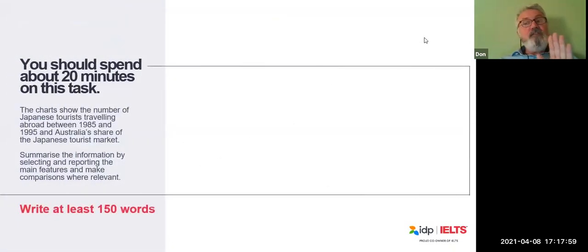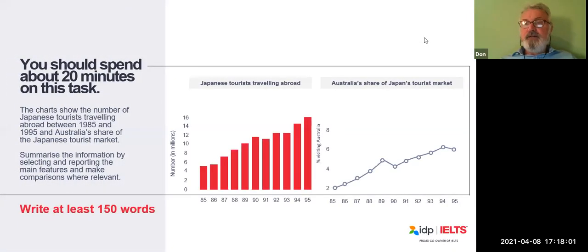Here is a very good example of an IELTS academic task 1 task. You are always told what you are looking at. And here it says, the charts show the number of Japanese tourists traveling abroad between 1985 and 1995 and Australia's share of the Japanese tourist market. They are telling you what it's about. So read that very carefully. Understand what you are looking at.